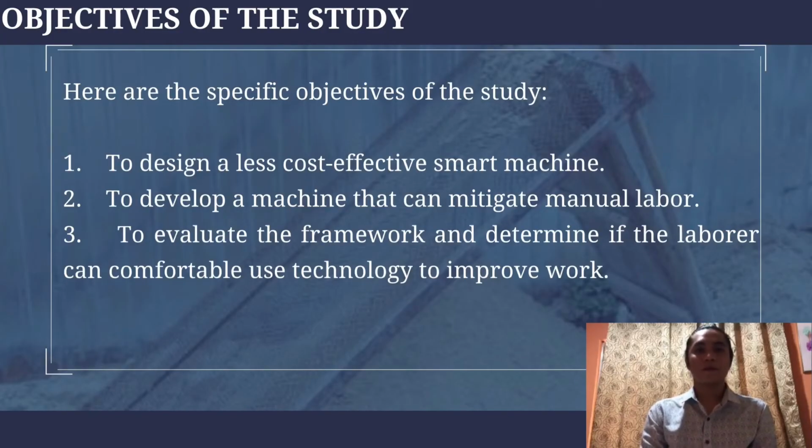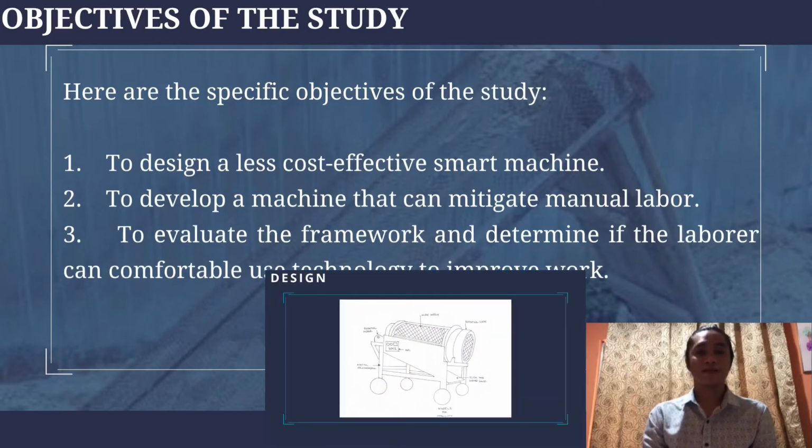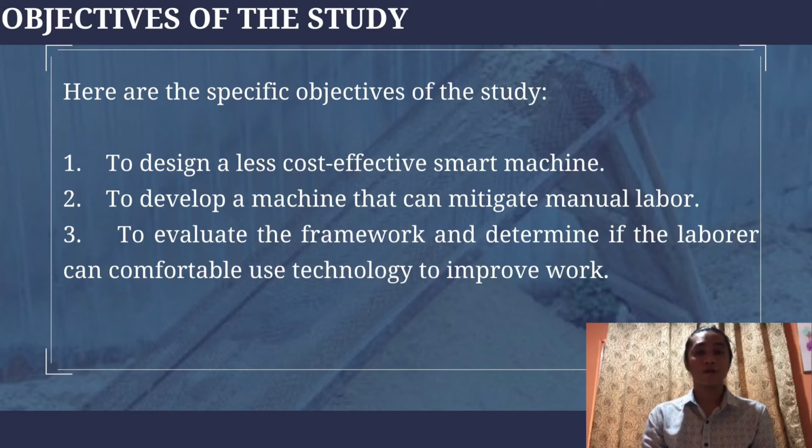Objective. The objective of the researchers is to build a sand separating machine to help workers who are sieving with no machine mechanism. This machine is to be made cost-effective and to assess the performance of the machine. Here are the specific objectives of the study. First, to design a less costly, smart machine. Second, to develop a machine that can mitigate manual labor. Third, to evaluate the framework and determine if the laborer can comfortably use the technology to improve work.